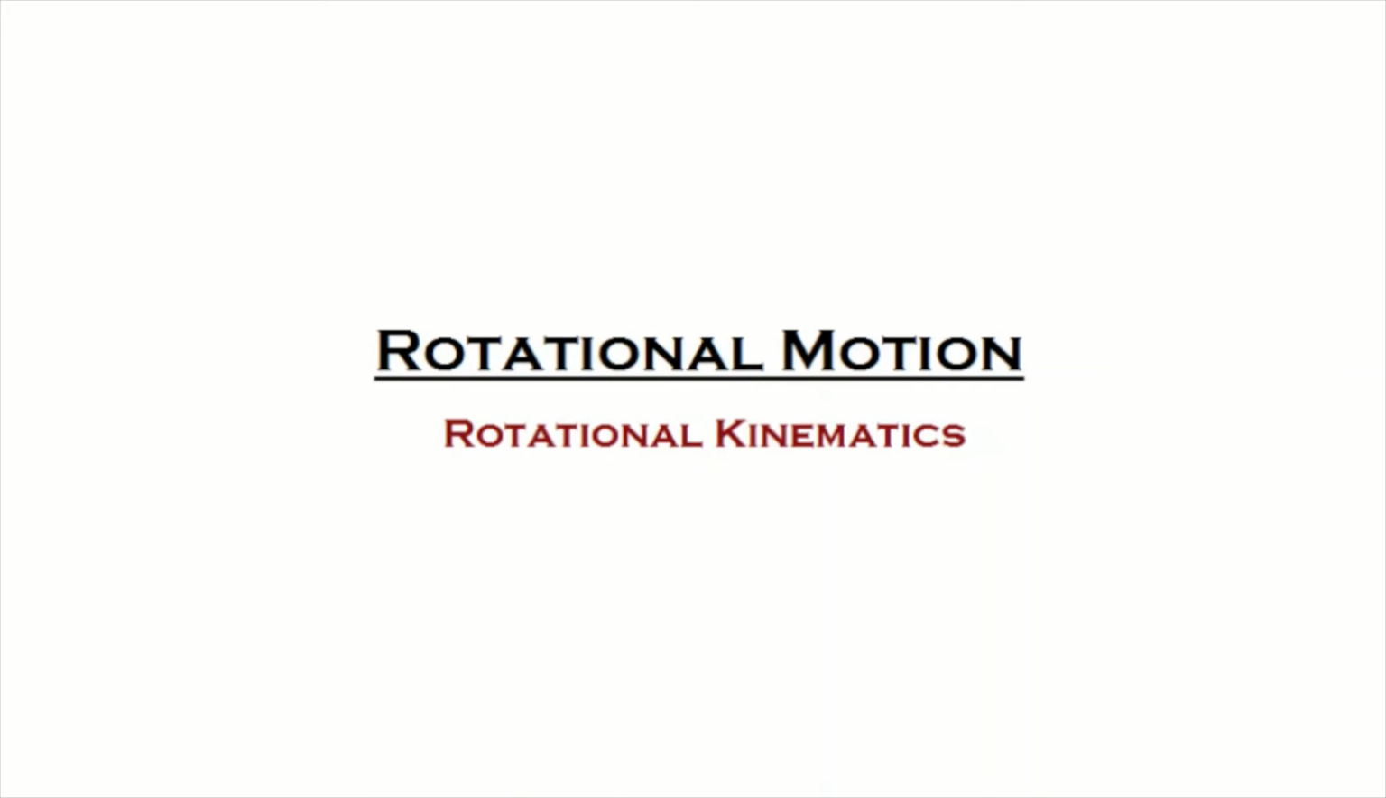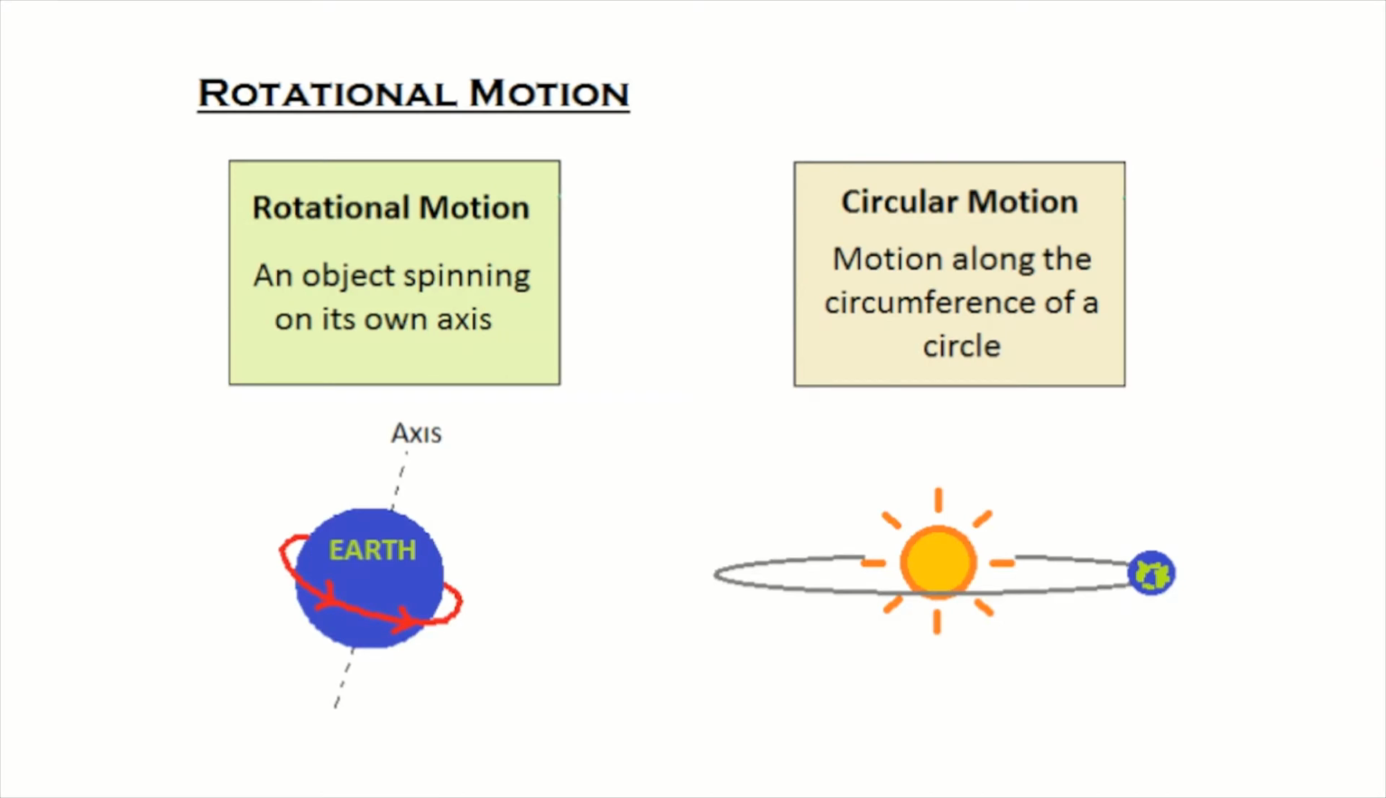In this video, I'm going to focus on rotational kinematics. Let's start with what the motion is. Previously, we've discussed motion along the circumference of a circle. We defined that as circular motion, and that would be like the Earth going around the sun, and why we have years. Now we're talking about an object spinning on its own axis. That's called rotational motion. This is like the Earth spinning around its own axis, and is why we have days.